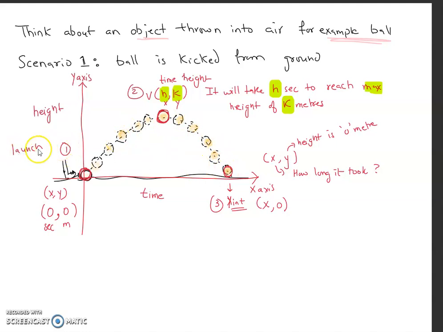So the first point is your launch point, which is your y-intercept sitting right here. The second point is your vertex. And then this is your third point, which is your x-intercept.